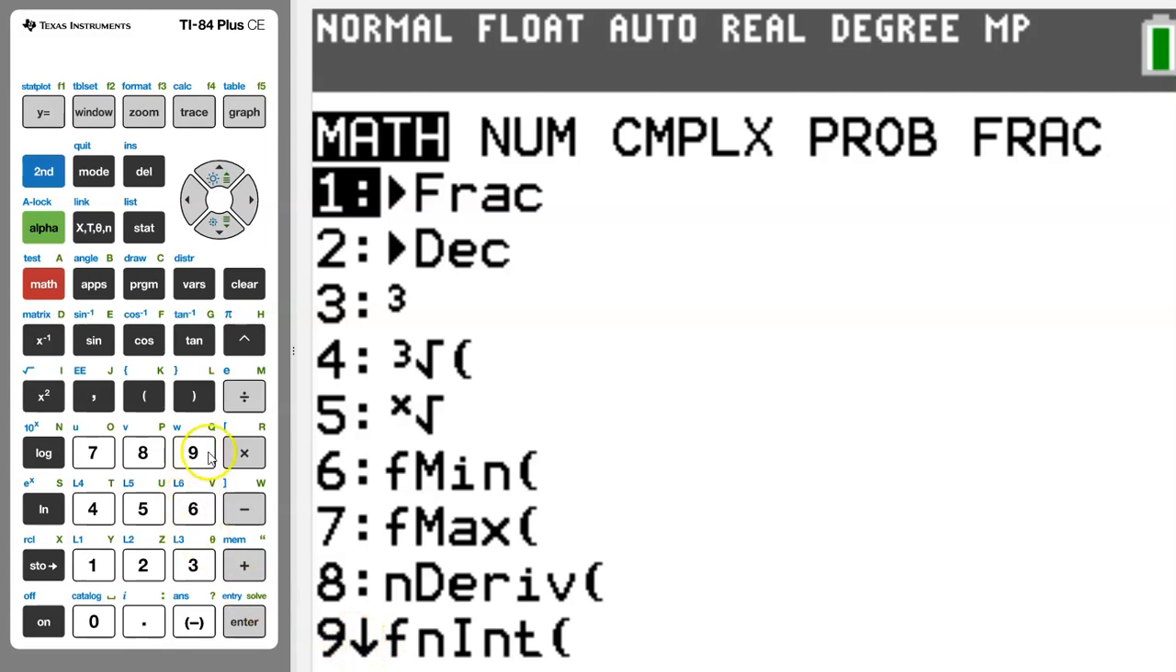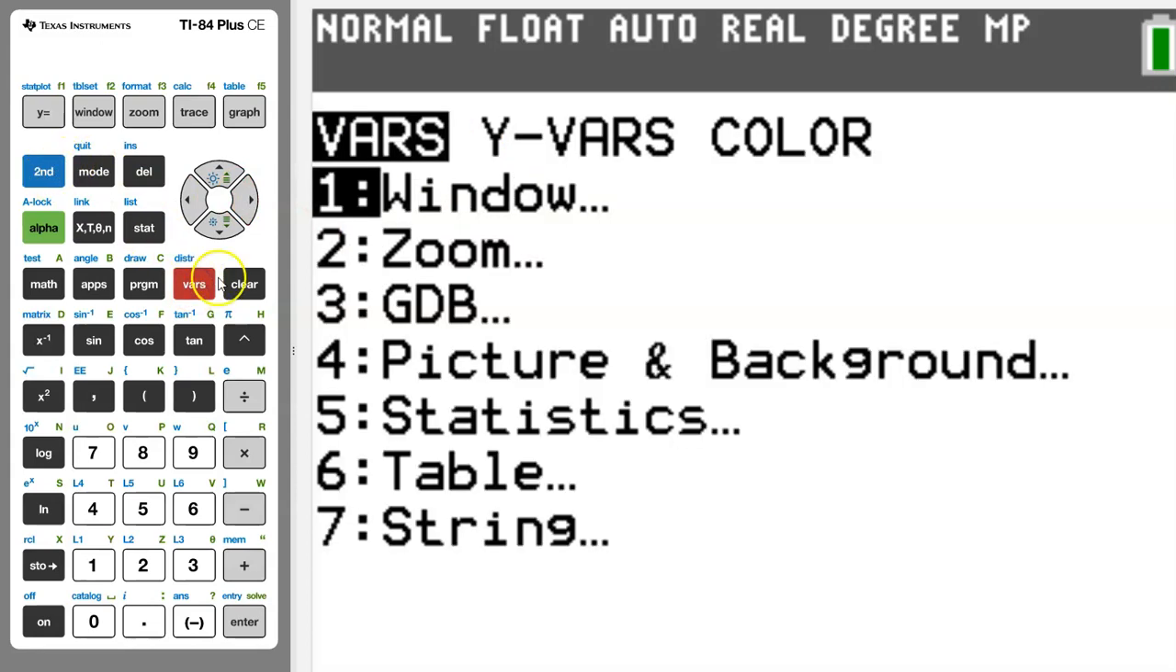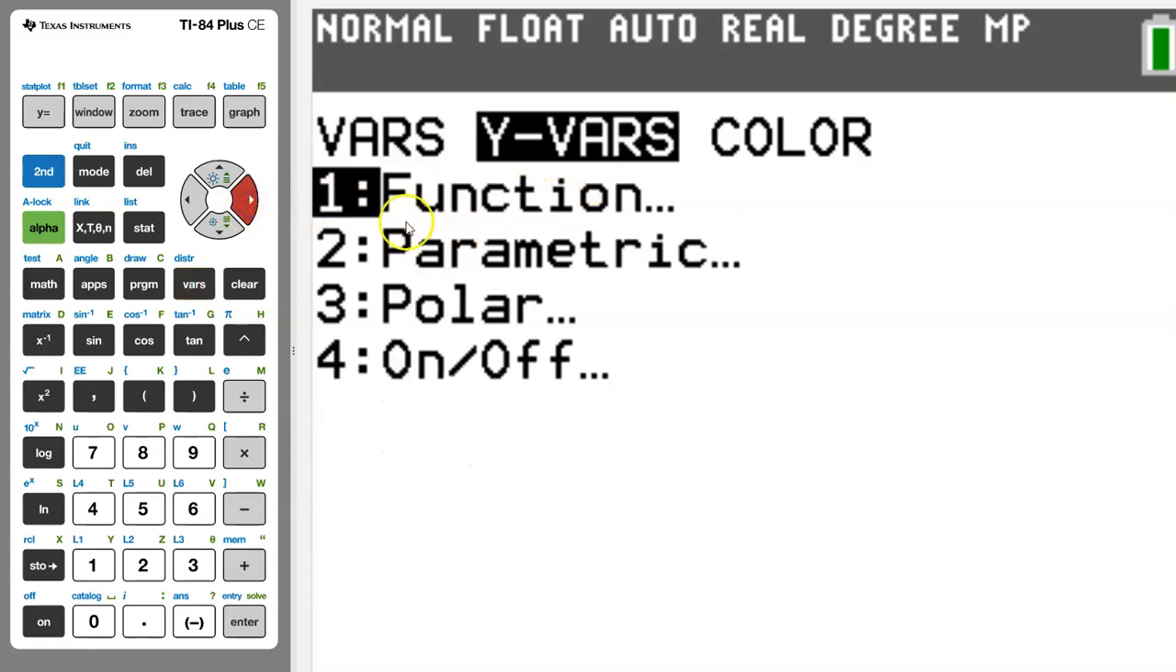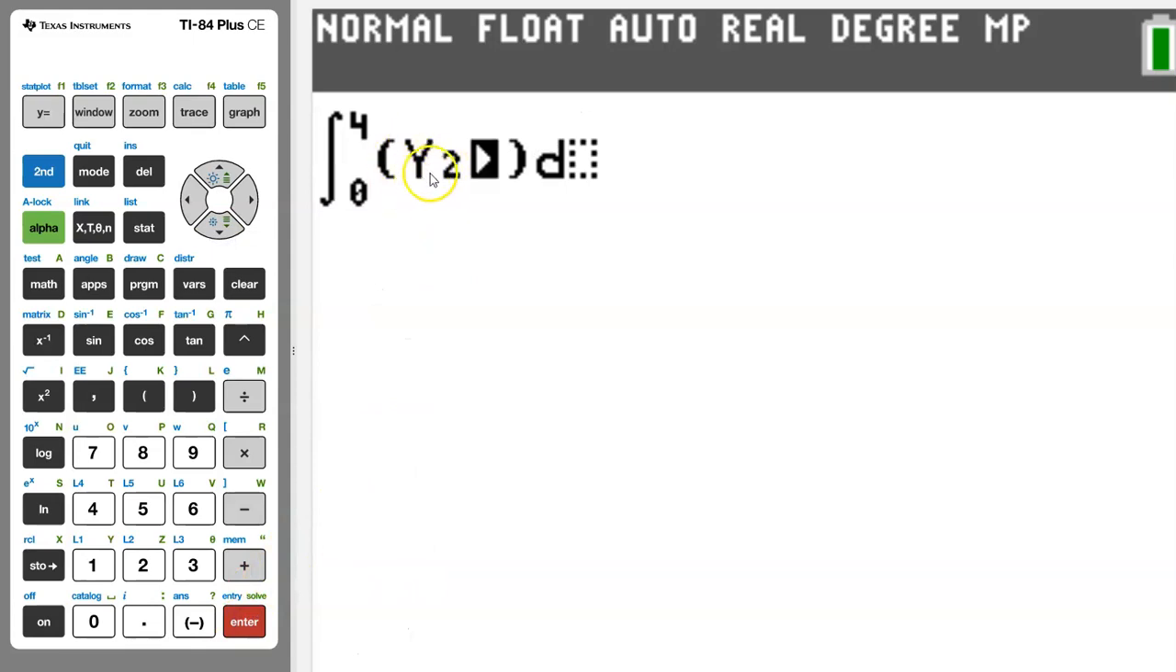So let's go ahead and just type 9, and again we are integrating from 0 to 4. But this time, instead of typing in the function here, we can refer back to the function that we typed into y2. We do that by using the vars button. Hit vars and then shift over to the yvars tab, and then just hit enter because we want the function. And our function is in y2, so just grab that. So y2 here represents whatever you typed into y2. And of course we are doing this with respect to x.